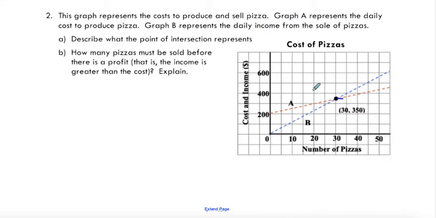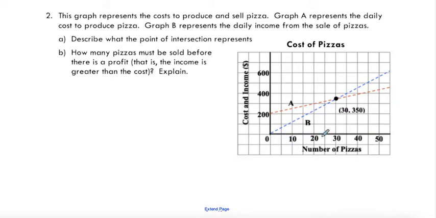So in this example, we have the cost of pizzas as the title of our graph, where we have cost and income along the side. This is the amount of money that we're either losing because we are purchasing ingredients to sell pizza, or income that we're getting because that's what we're getting when we sell the pizza.